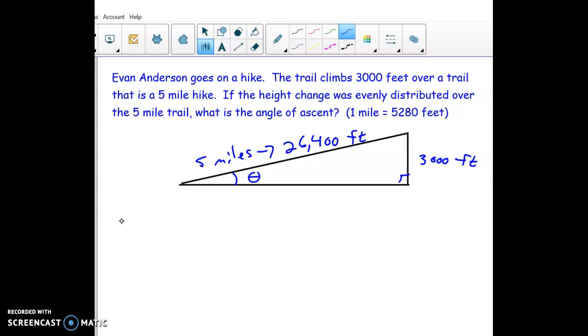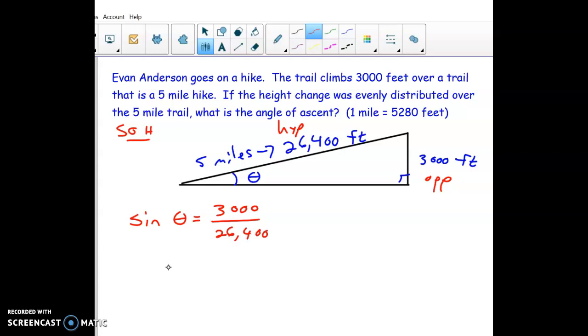So we're going to use an inverse sine, cos, or tan to find that angle. First I've got to figure out which one it is. It looks like we have the opposite and the hypotenuse, the long side, the side across. Opposite and hypotenuse is sine. So the sine of our angle is opposite 3,000 over hypotenuse 26,400. To get the angle, we would do sine minus 1 of that ratio, and that will get you the measure of the angle.